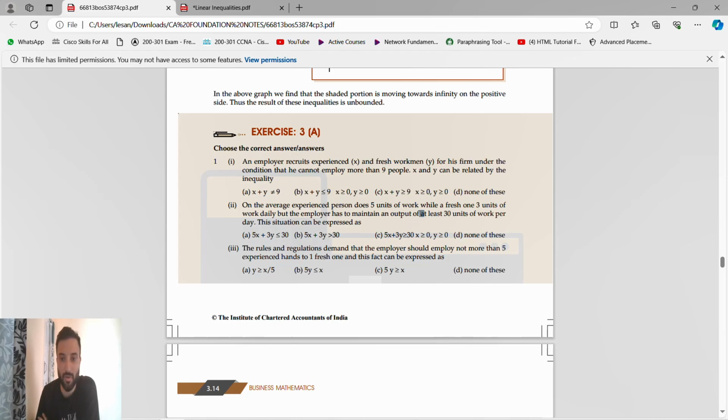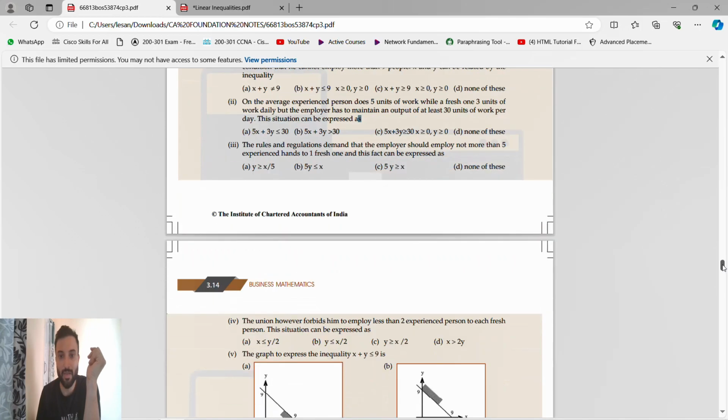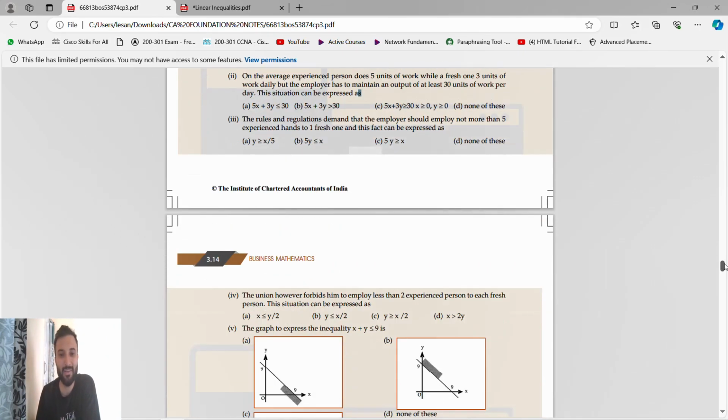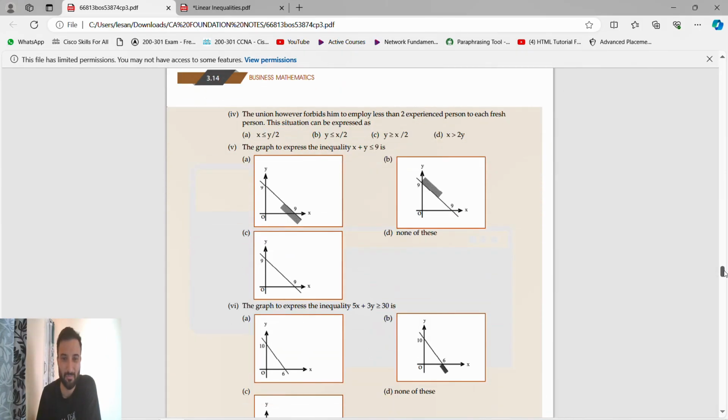Okay, so here the words are "at least 30 units". At least 30 units is greater than. So this is lesser than, A is not there. B is greater than, but B doesn't have this, so B is also eliminated. Obviously C is greater than and C has this. So C is the answer. Guys, D will not come, none of these will come.